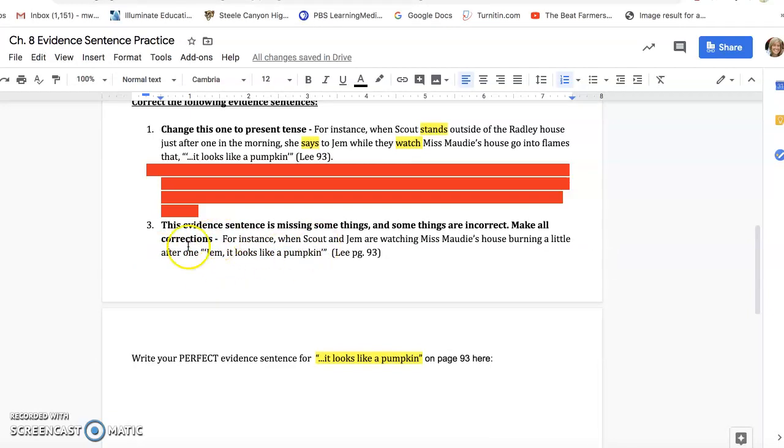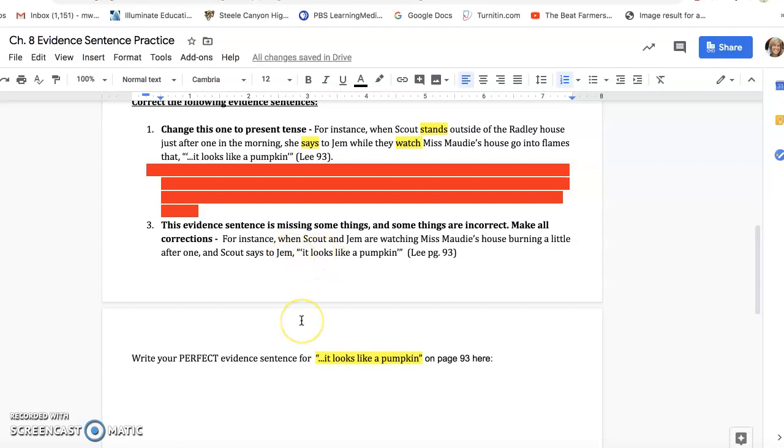So Miss Maudie's house burning a little after 1, comma, and Scout says to Jem, comma, and I'm going to get rid of that part because I don't need it. "It looks like a pumpkin." Now you might say, Mrs. Werland, why didn't you use the ellipses at the beginning? You could. You don't have to, because it's at the beginning of a quote. You can basically start a quote anywhere you want.